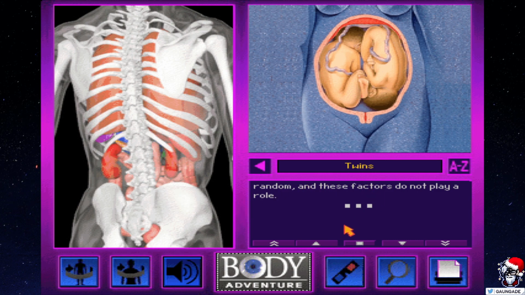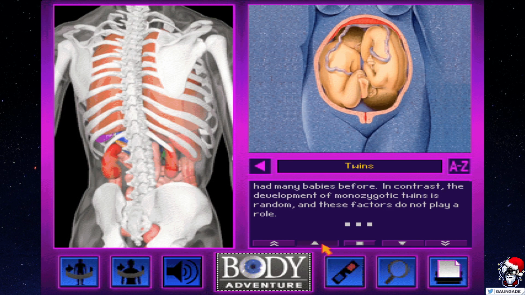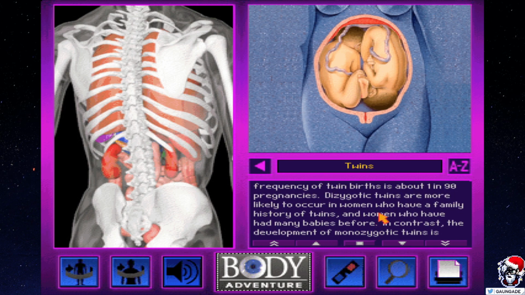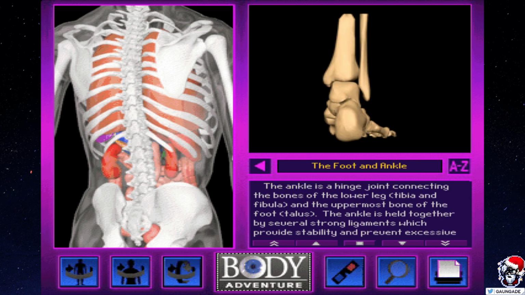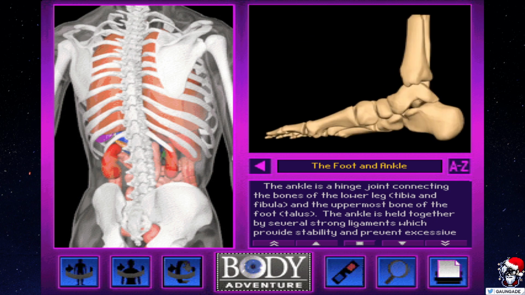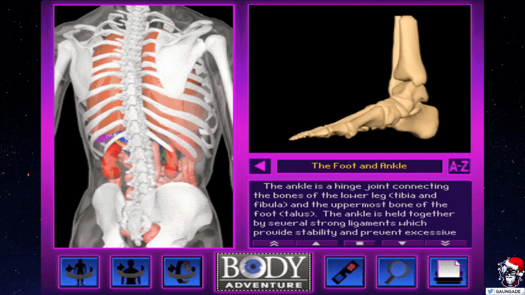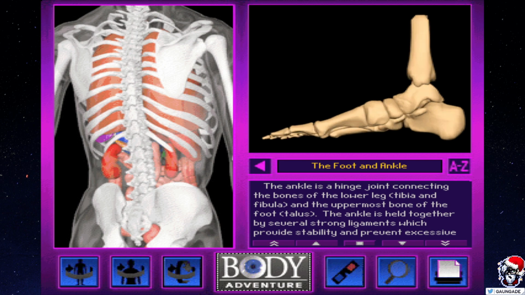Interesting. Woman. Foot and ankle. Yes. This is what I think when I think of women.